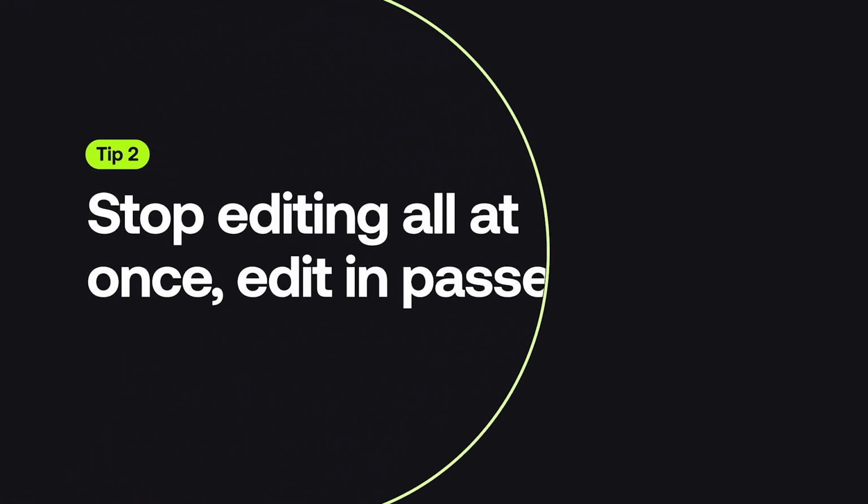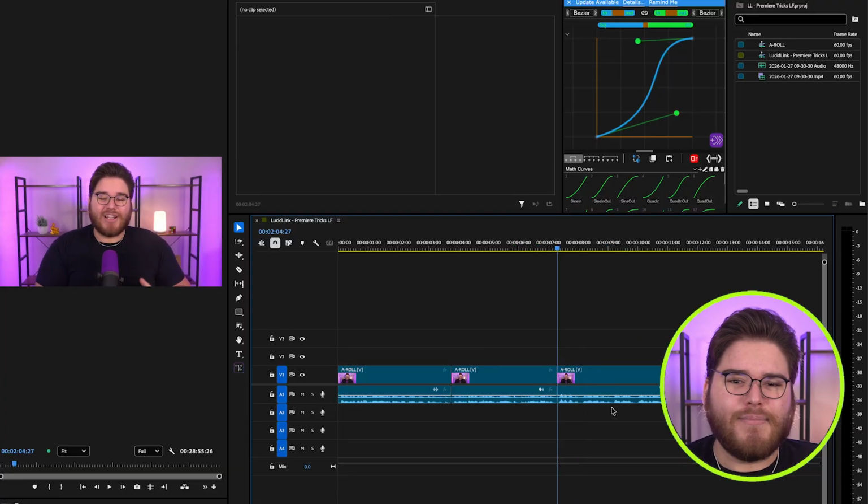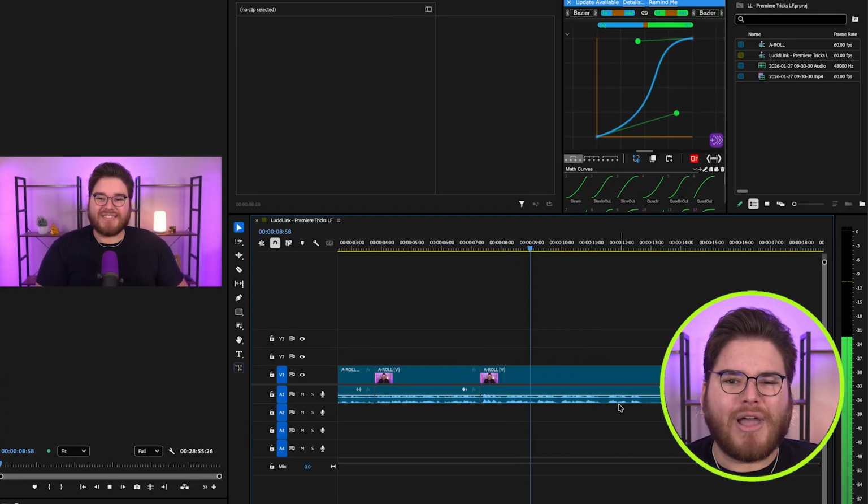Tip number 2, stop editing all at once, start editing in passes. One of the biggest reasons your edits are taking so long is because you're trying to do everything all at once. Cutting, timing, audio, graphics, color, you're constantly switching mental gears and tanking your momentum. Fast editors work in passes. First, focus on your structure. No polish, no audio tweaks, no micro adjustments. You just want to focus on getting your story down.